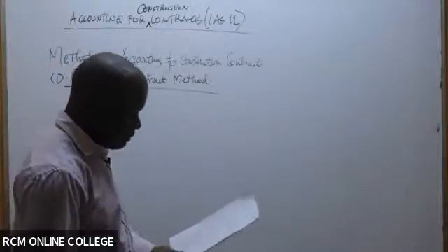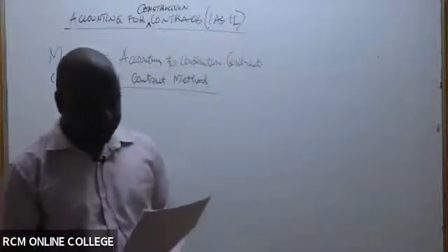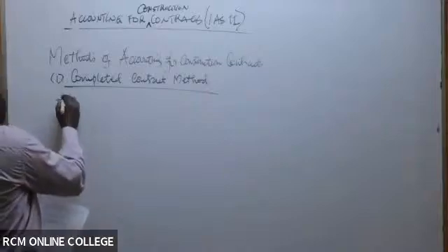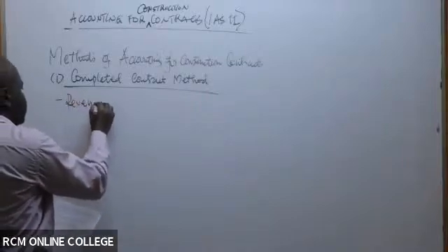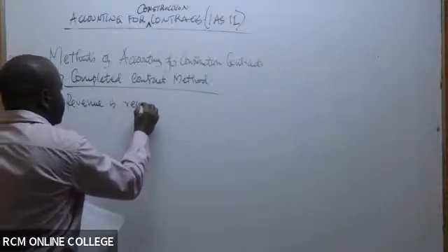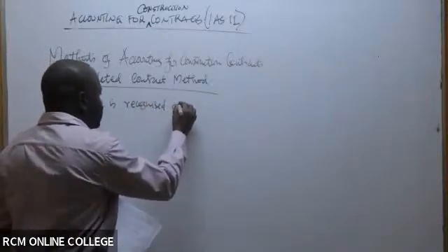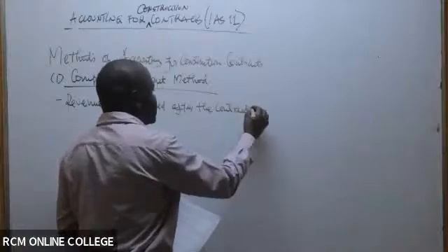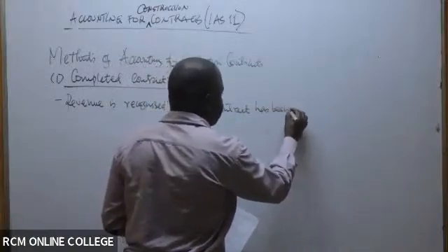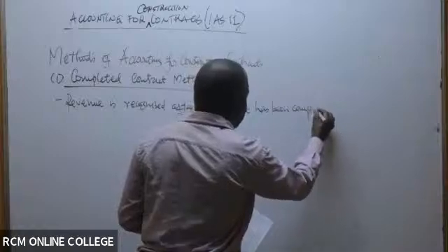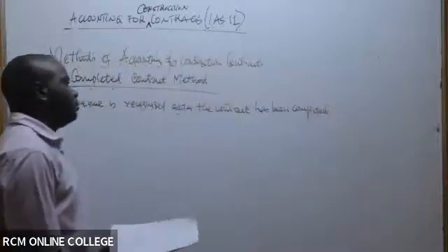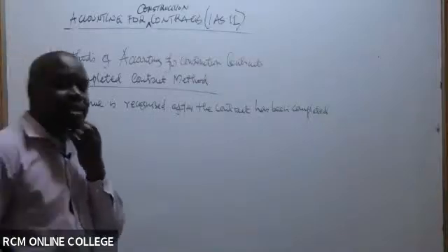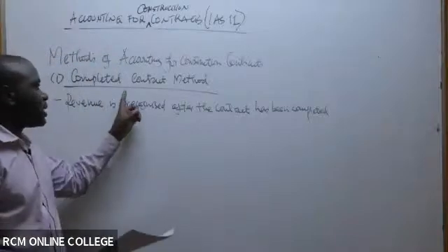It is where the revenue is only recognized after the contract has been completed. Revenue is recognized after the contract has been completed. In this case, you'll only be able to realize revenue. You'll be paid as a contractor. You'll see that revenue when the contract has actually been completed.